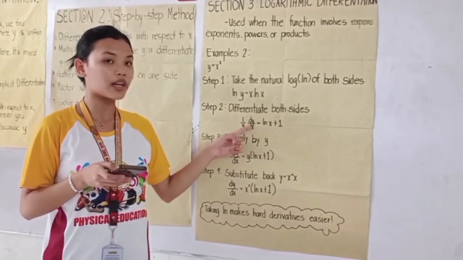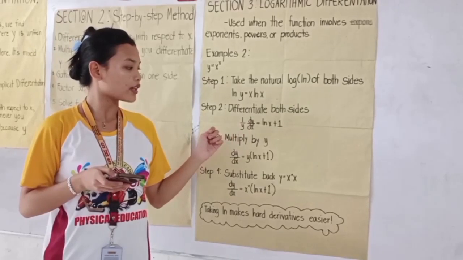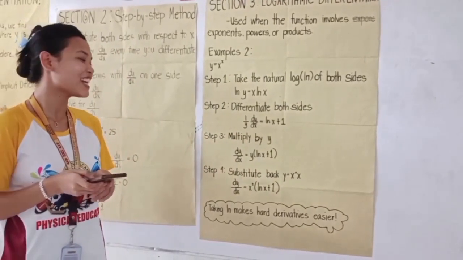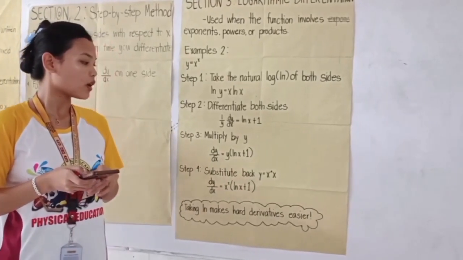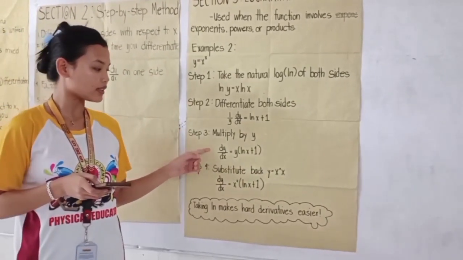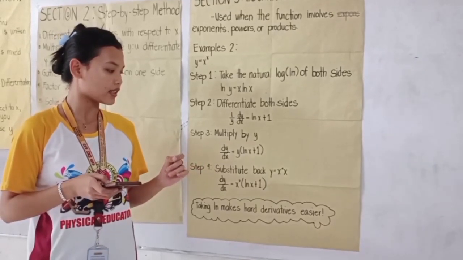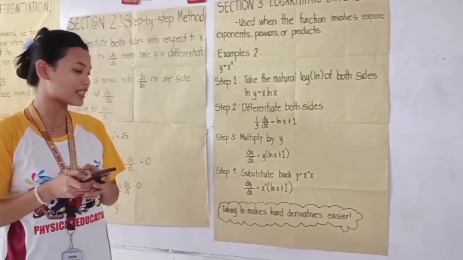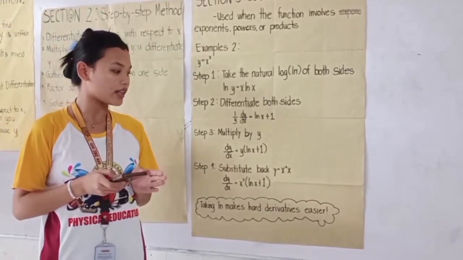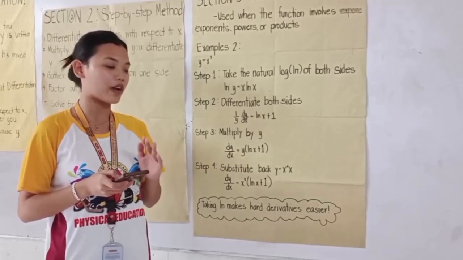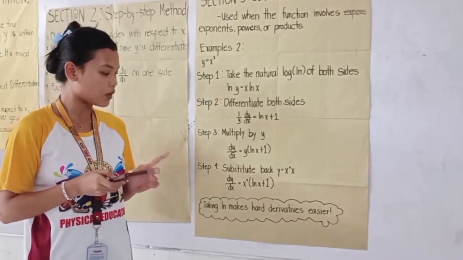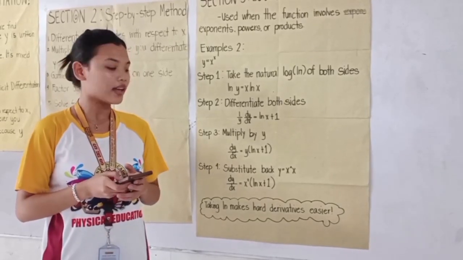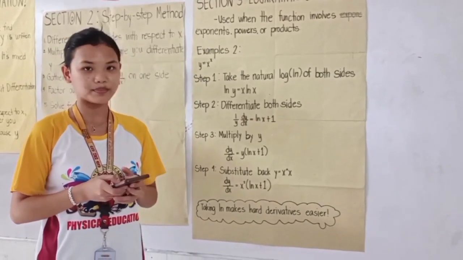So we get 1 over y dy over dx is equal to ln x plus 1. Then step 3 is multiply by y. So that gives us dy over dx is equal to y times ln x plus 1. Then last but not least is substitute back y is equal to x to the power of x. So that gives us dy over dx is equal to x to the power of x times ln x plus 1.